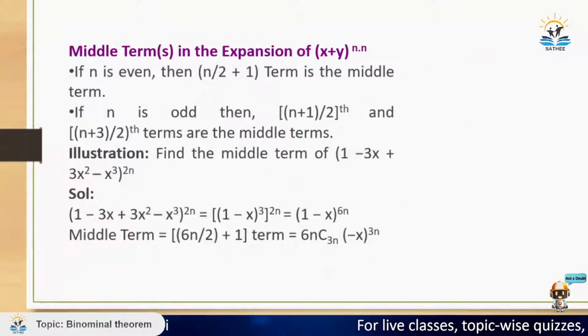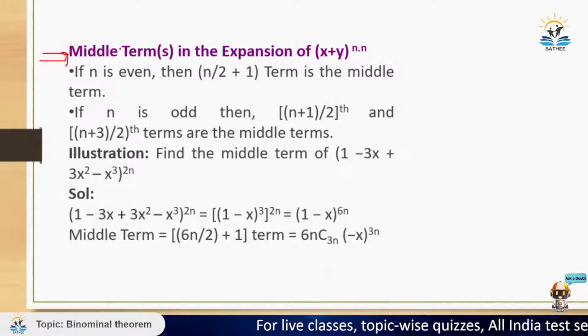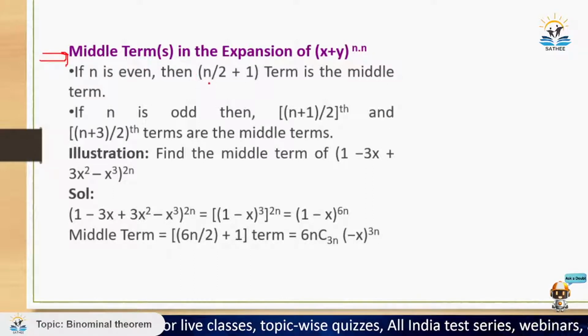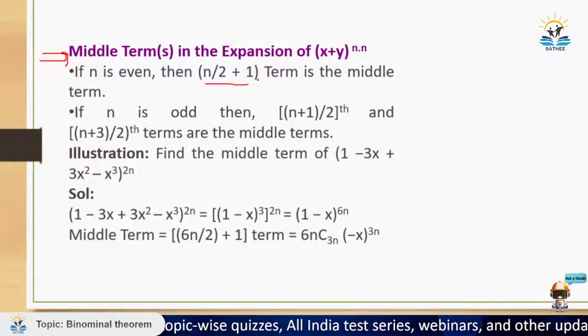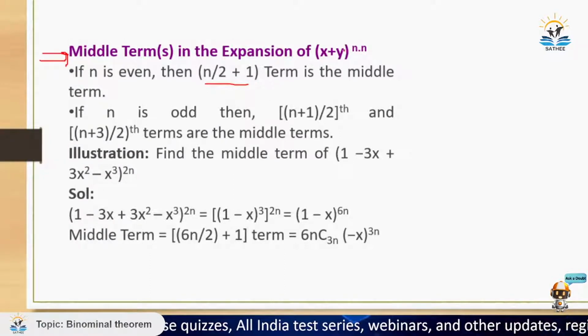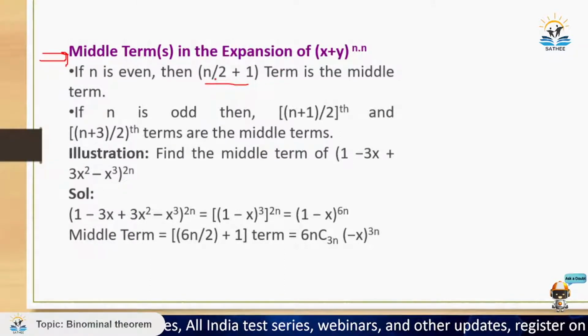Okay, now that was about the term from the end. Now let's move on to middle term. So middle term के लिए हम लोग क्या करेंगे? We know that अगर n even होगा, then middle term would be n by 2 plus 1. That is equal to 12 upon 2, 6 plus 1. If my number of terms is 12, then my middle term would be the 7th term, which is 12 upon 2 plus 1.